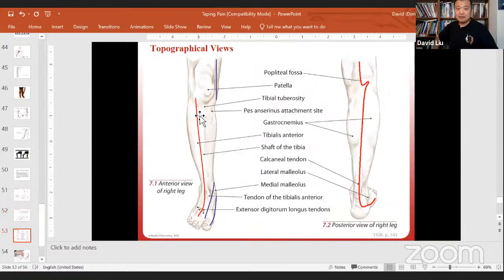We can see there's leg pain or knee pain. So just simple. When they have a long walk and have sore legs, we can tape in here, on both sides, front and back.